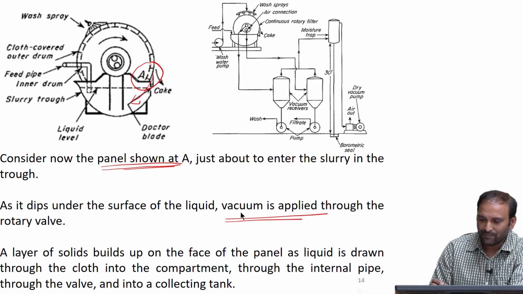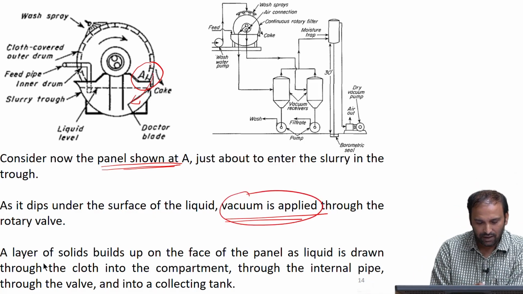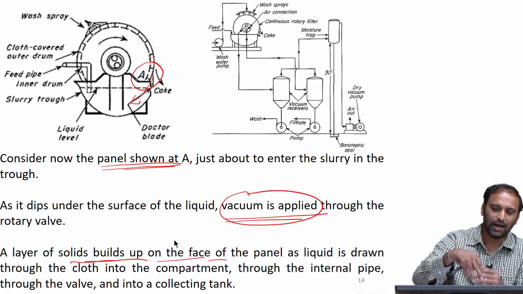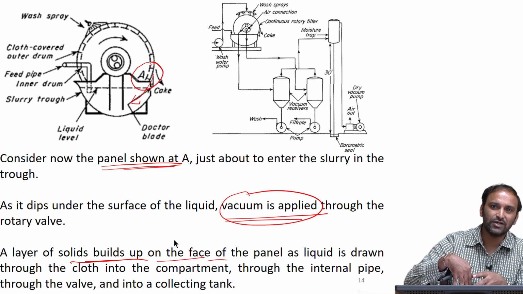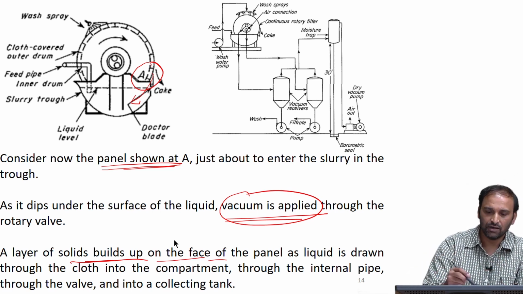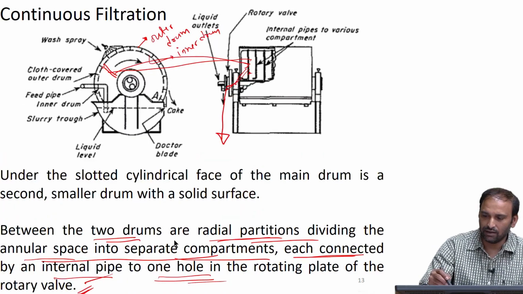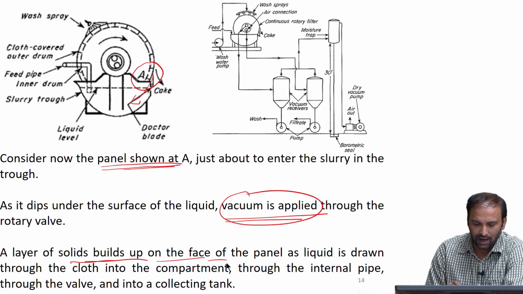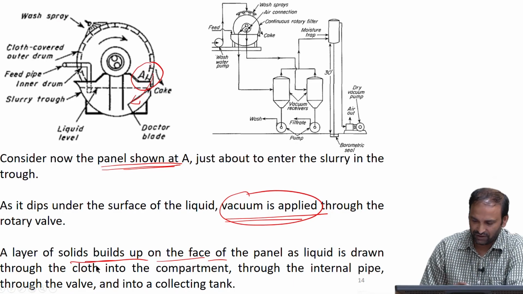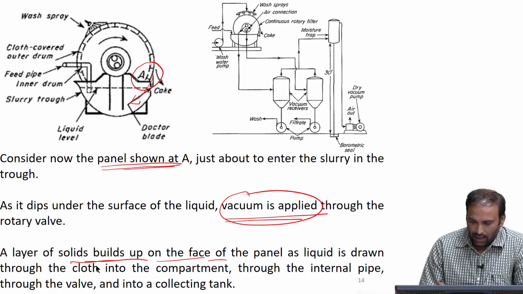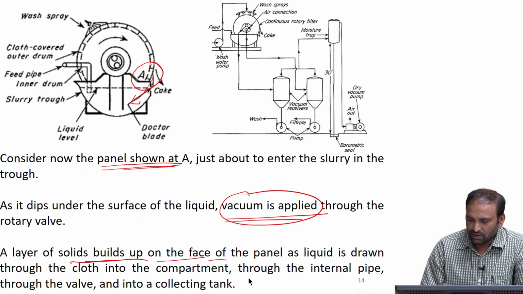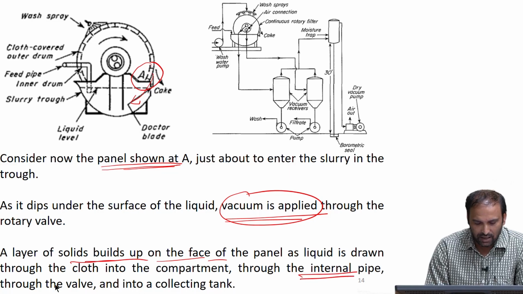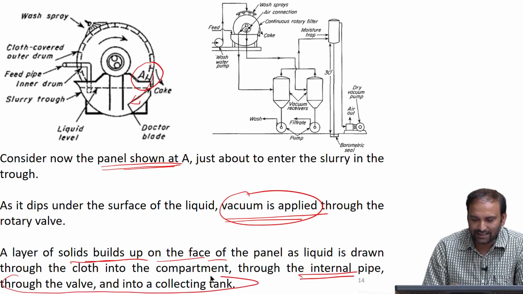As soon as the vacuum is applied, a layer of solid builds up, because you are applying a vacuum and the liquid is sucked into these radial tubes. Whatever solids you have in the slurry are deposited on the filter medium, and of course the filtrate is collected. It comes to the wall and is collected in a collecting tank.